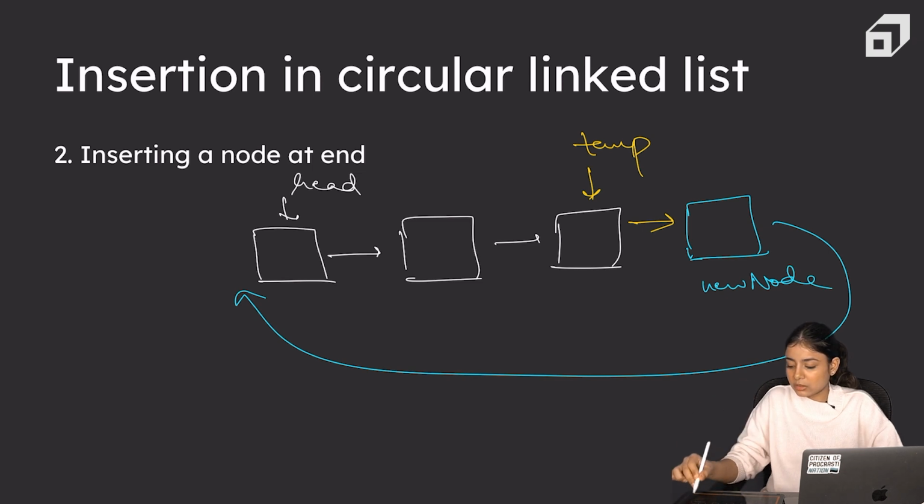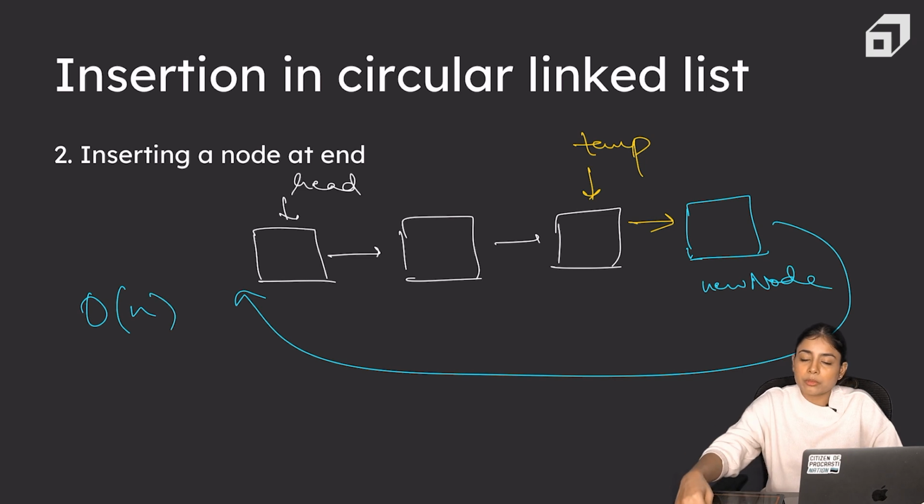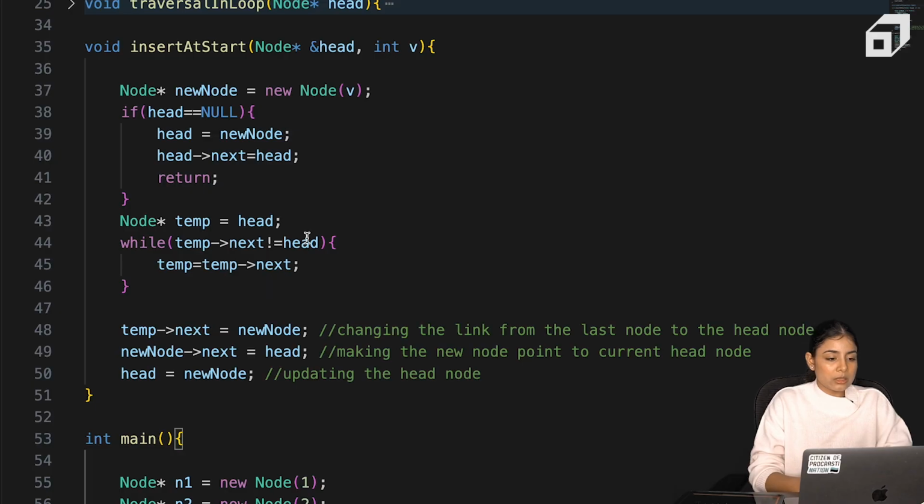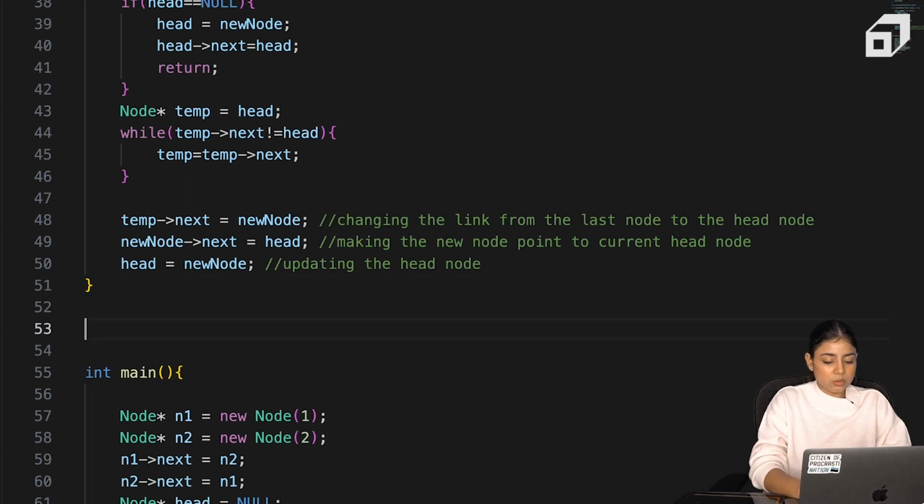Okay, so again here we'll have to update the link between the last node and the head node because the last node here is changing, and the time complexity here again would be O of n because we need to traverse till the last node of my list. So let's see the code for this.